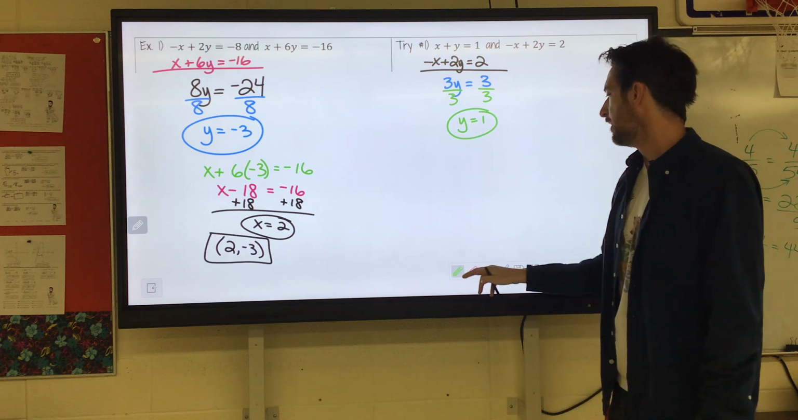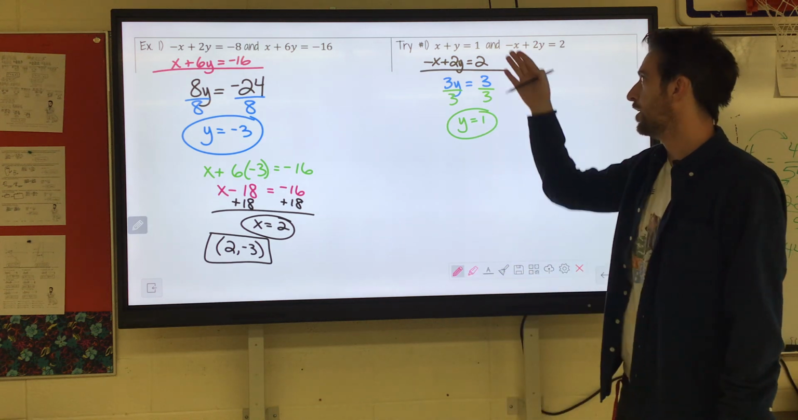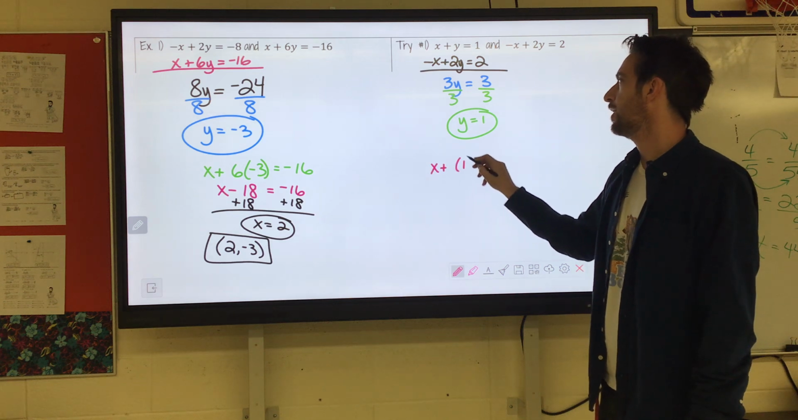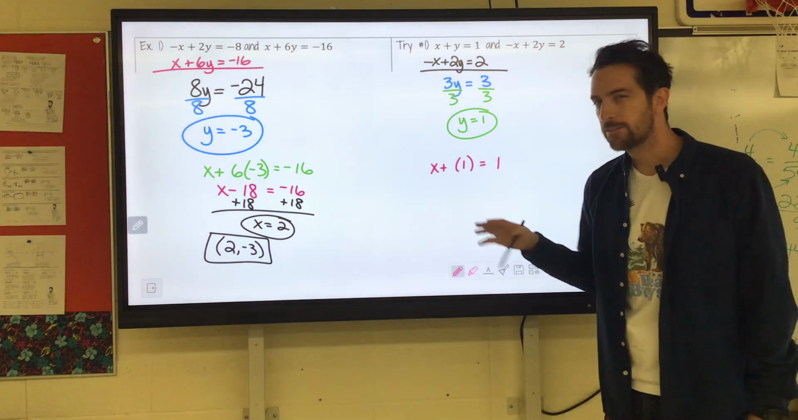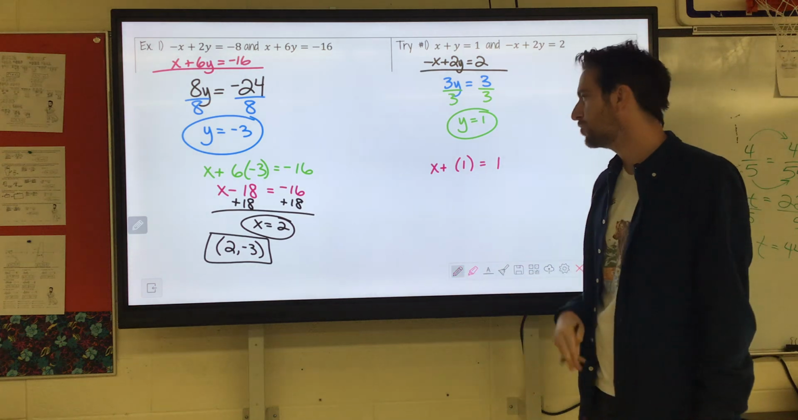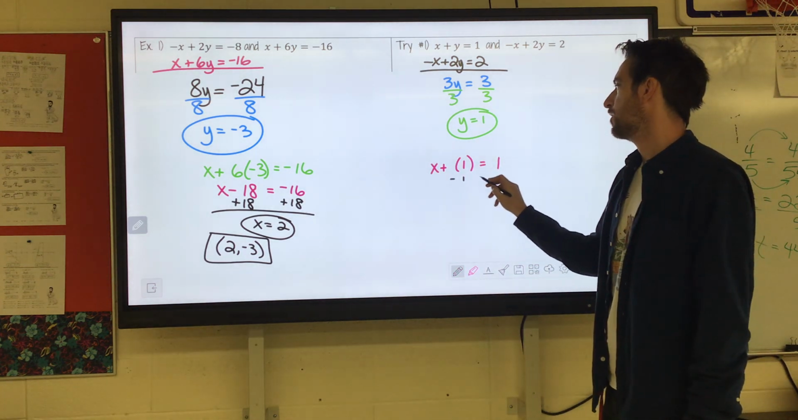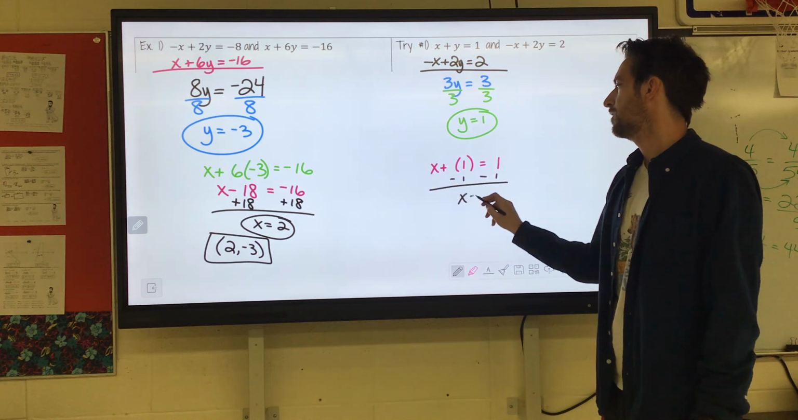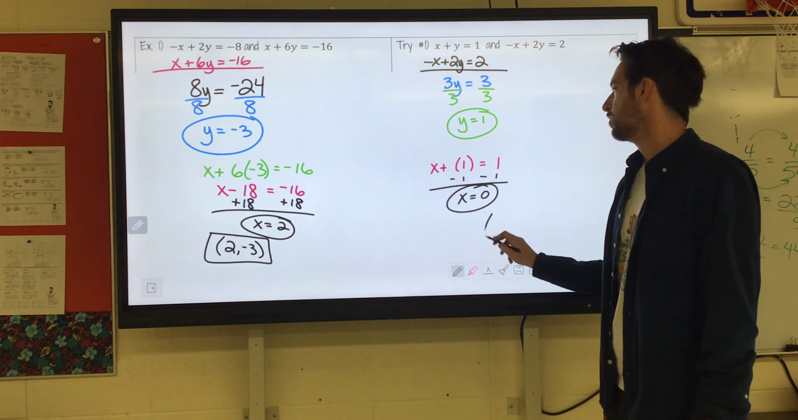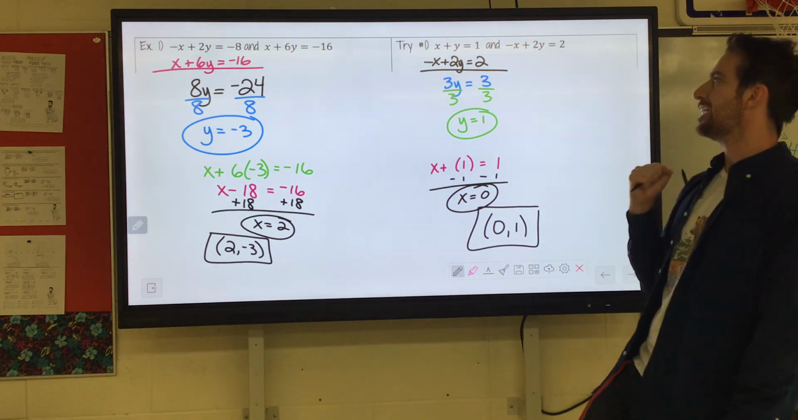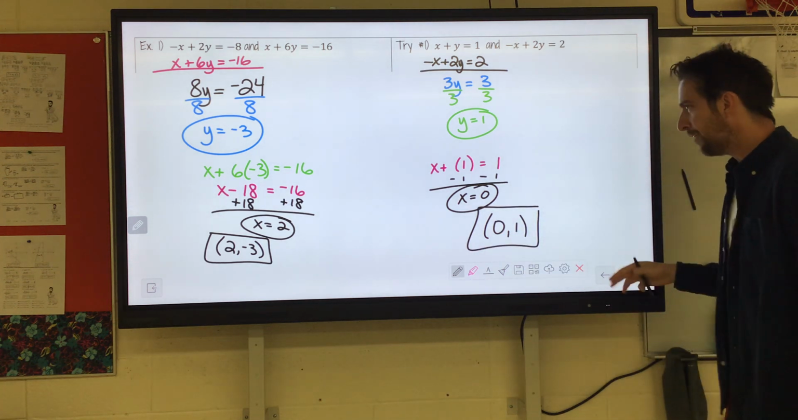We still need x. You can use either equation. I'm going with the first one. X plus y equals 1. Now those parentheses don't matter on this one, but usually when you substitute, it is a good idea to put in parentheses. So here we're going to subtract 1 from both sides. X equals 0, so our coordinate would be 0, 1. Yes! We did it!